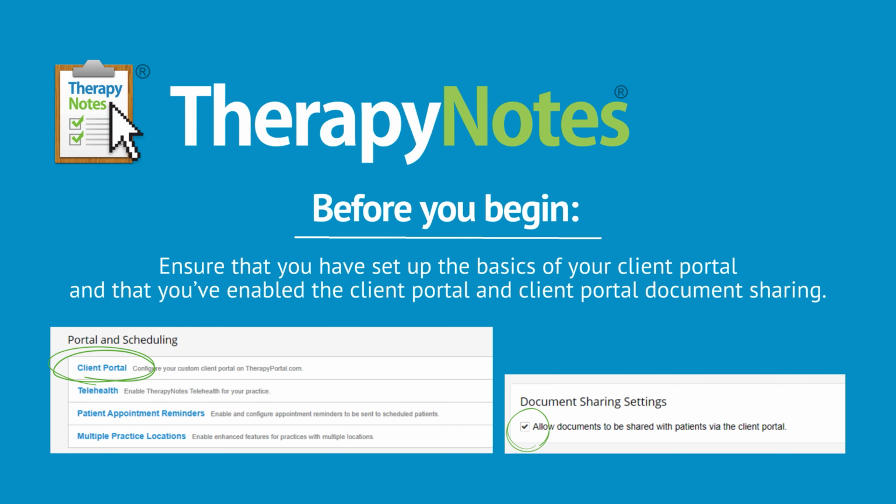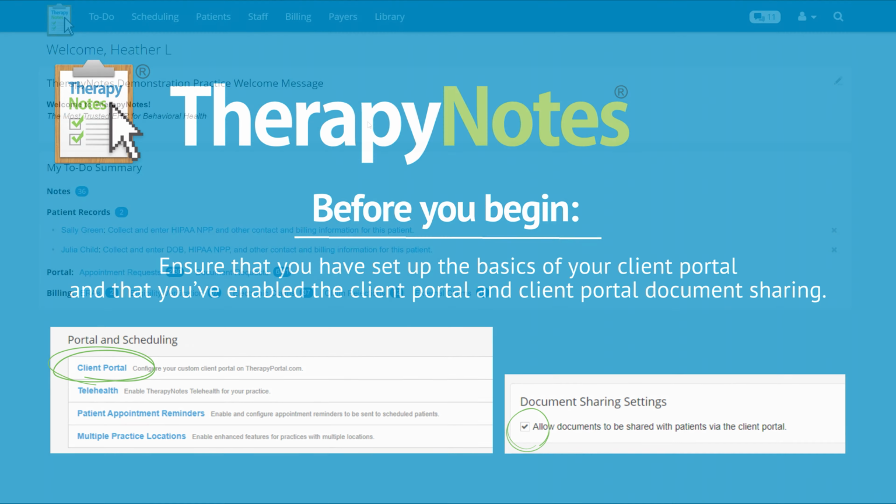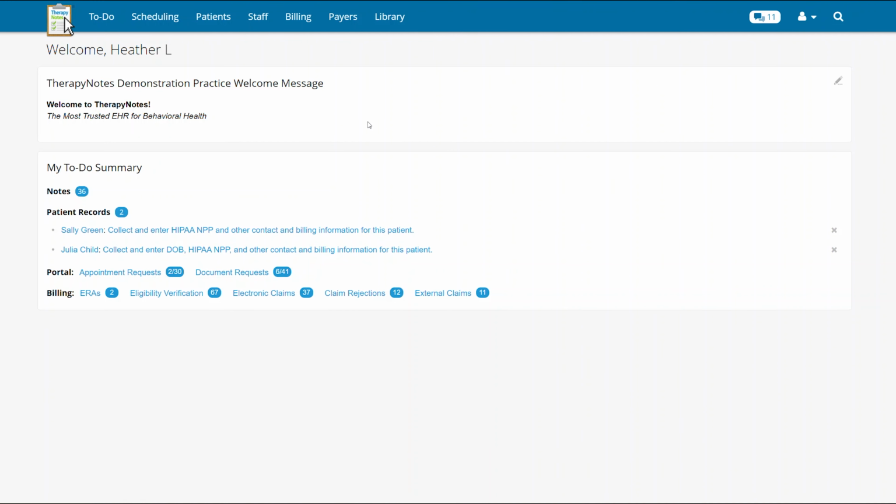Before starting this tutorial, make sure that you've set up the basics of your TherapyNotes account and that you've enabled the client portal and client portal document sharing within the settings section. There are two ways to send the SCOFF outcome measure to a client, either from the Outcome Measures tab in the library or from the Client's Portal tab.